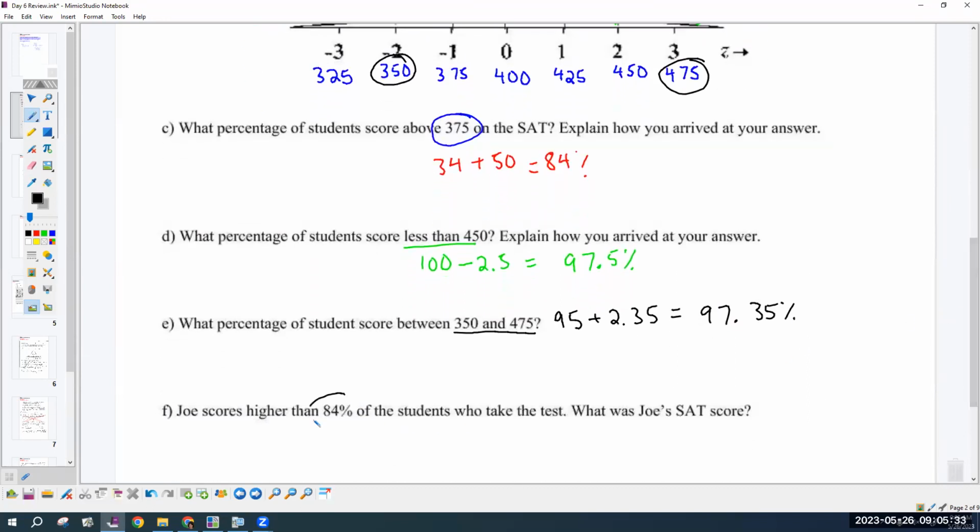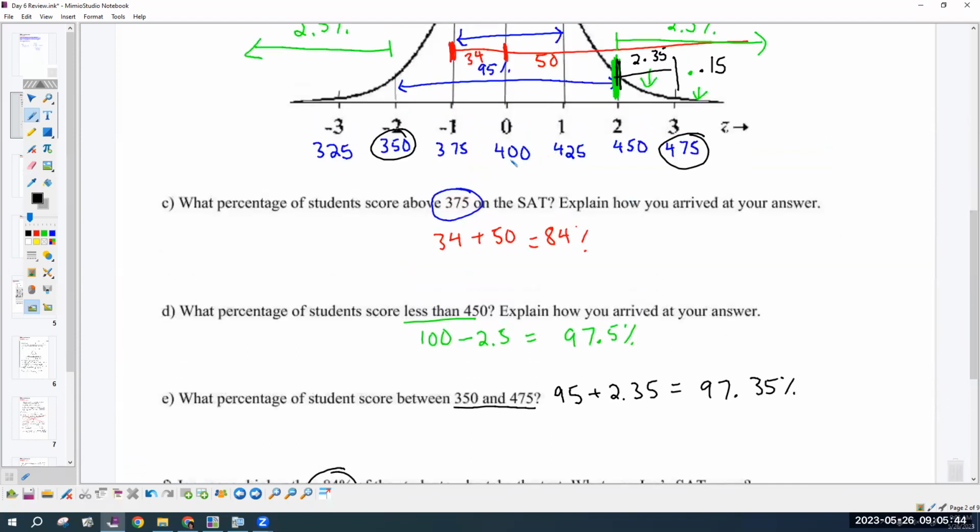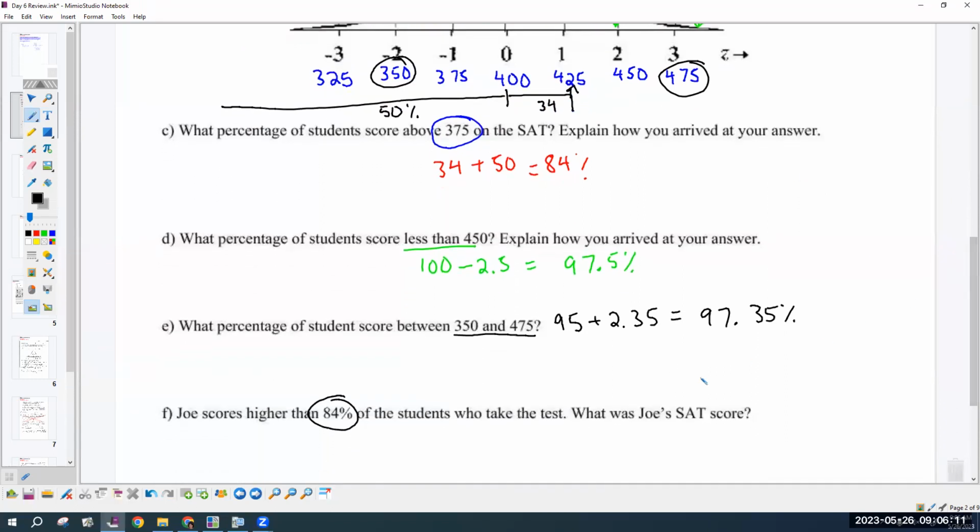Joe scores higher than 84% of the students who take the test. So Joe is scoring higher than 84%. So what score is Joe at? So if he scored a 400, Joe would be higher than 50%, but he's higher than 84%. I know that this area between 0 and 1 standard deviations is 34%. So if I go to 0, that's 50%. And then I go here, this is 34%. Joe scored a 425 if he scores higher than 84%.